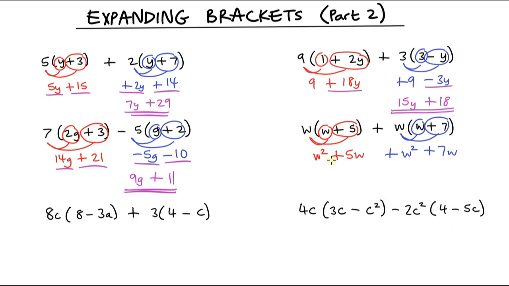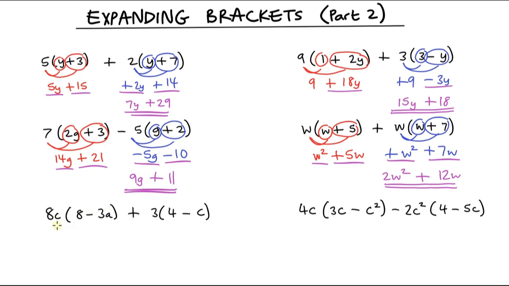And if we collect like terms, we've got a w squared and another w squared. So that's 2w squared. And then we've got a 5w plus a 7w. There are 12 w's. So it's 2w squared plus 12w. That will be our final answer.